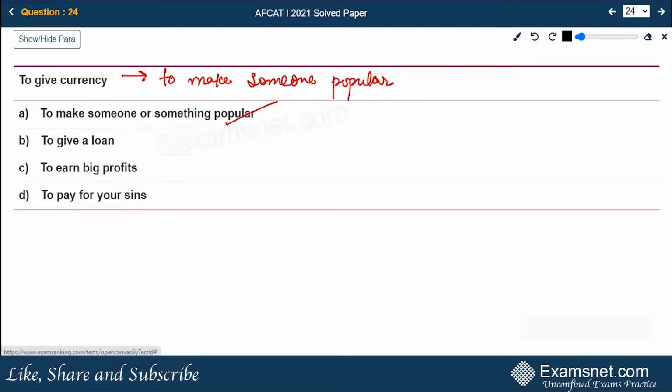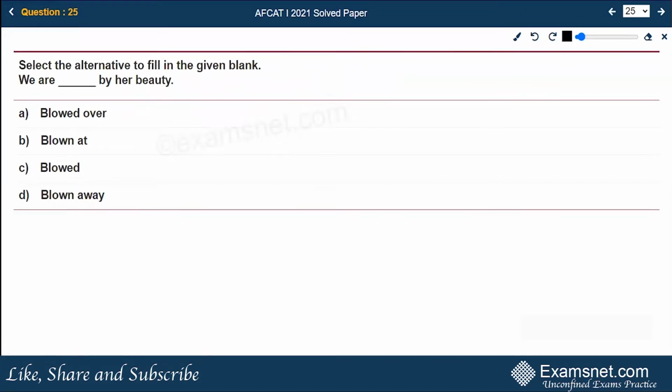Next, question number 25. You have to select the alternative to fill in the given blank. We are dash by her beauty. Let's try out all the options one by one. We are blown over by her beauty. We are blown at by her beauty. We are blown by her beauty. We are blown away by her beauty.